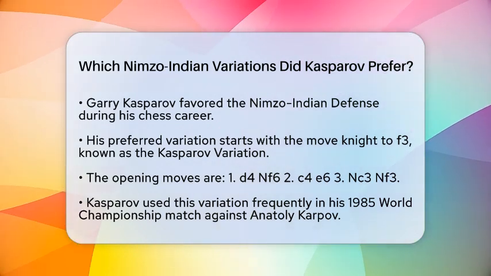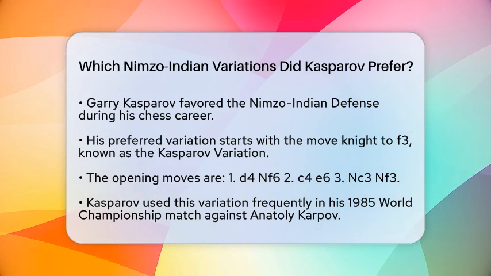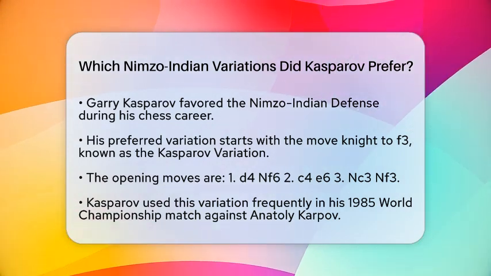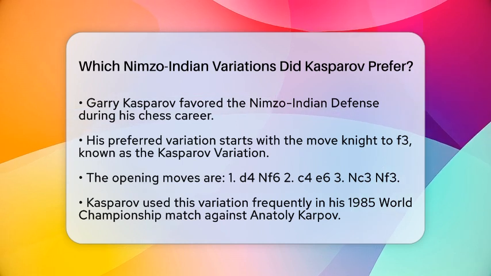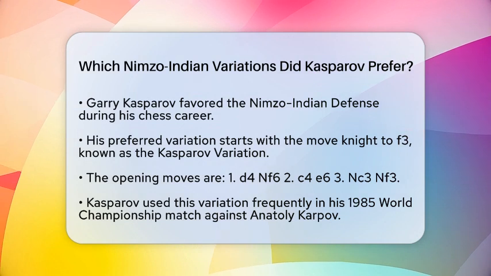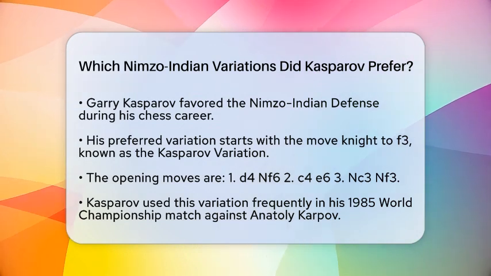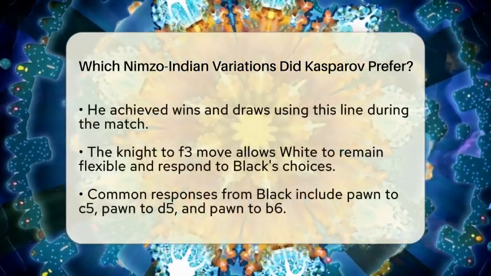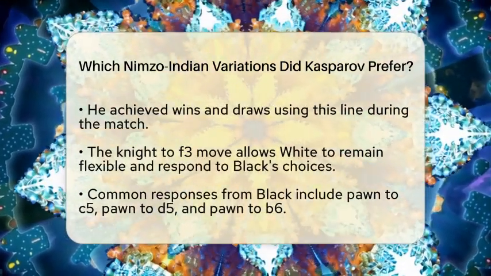It arises after the moves 1. pawn to d4, knight to f6, 2. pawn to c4, pawn to e6, 3. knight to c3, and then knight to f3. Kasparov frequently employed this variation during his 1985 World Championship match against Anatoly Karpov. He used it multiple times with notable success, achieving wins and draws.